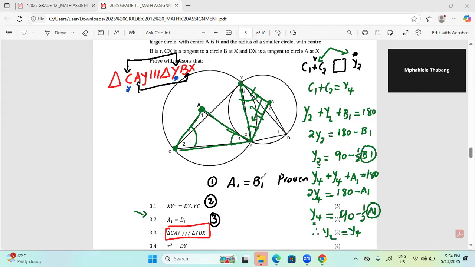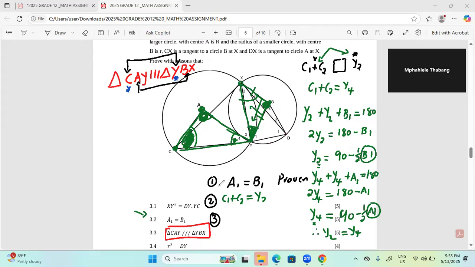Now, because y2 equals y4, it means that y2 also equals C1 plus C2. C1 plus C2 equals y2. Why? We know that C1 plus C2 equals y4, and y4 is also equal to y2. Therefore, C1 plus C2 also equals y2. So now I've proven that this angle equals this angle, A1 equals B1.